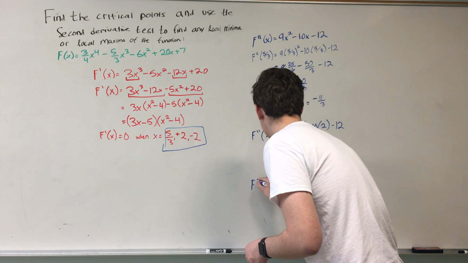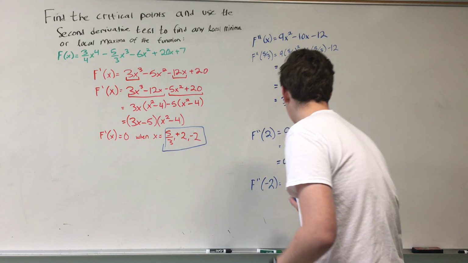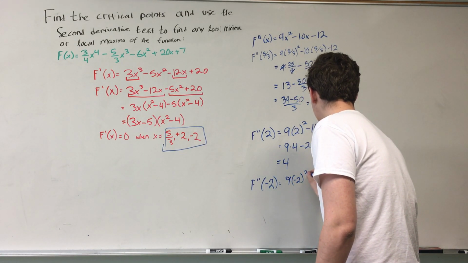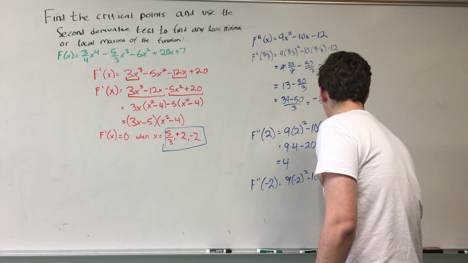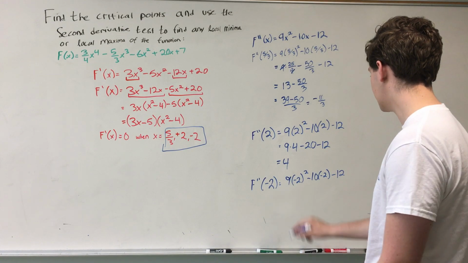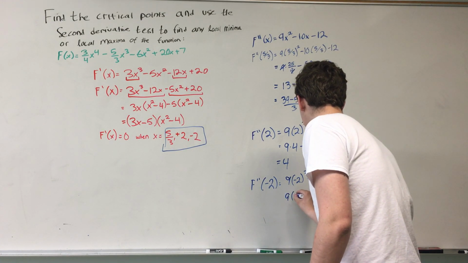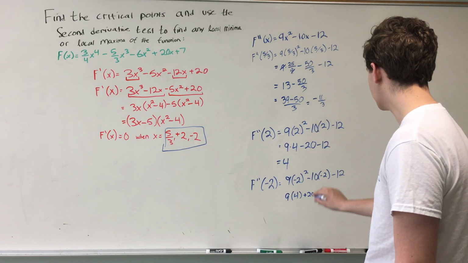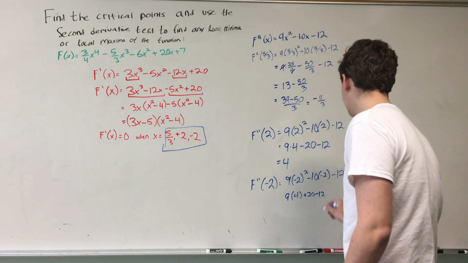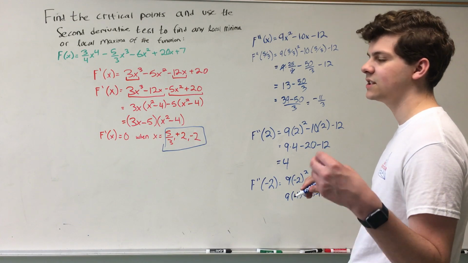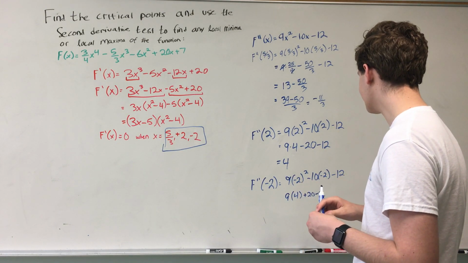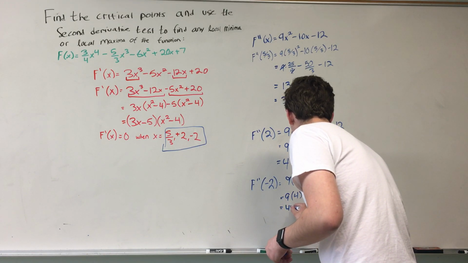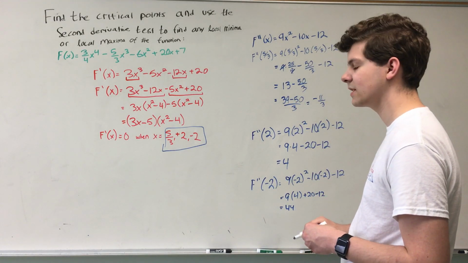And then f double prime of negative 2 is, let's see here, 9 times negative 2 squared minus 10 times negative 2 minus 12. And so on here, we get 9 times 4, and actually it's going to be a plus 20 because we have a negative and a negative, so we get a plus 20 and then minus 12. So we get 36 plus 20 is 56 minus 12 is going to get us 44 here. So again, that's greater than 0.